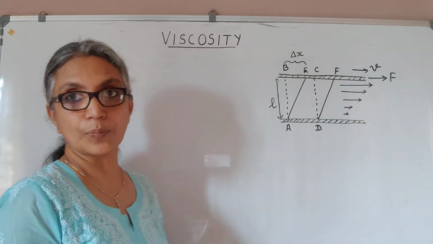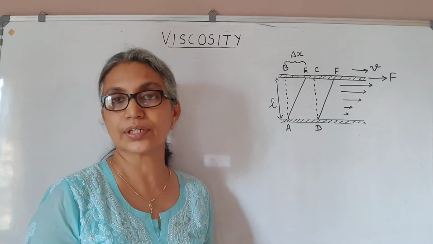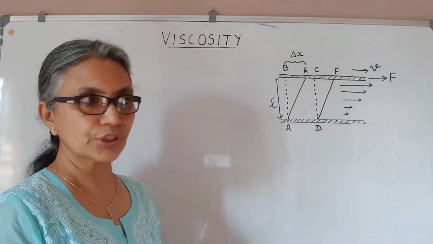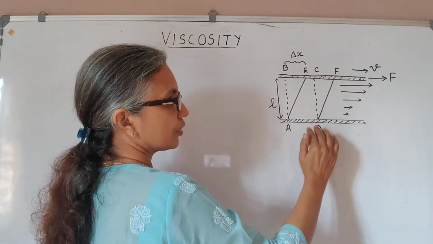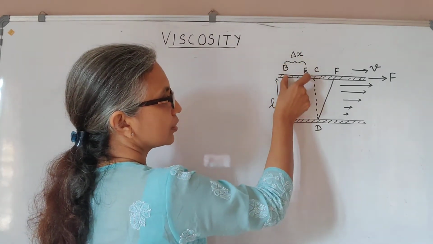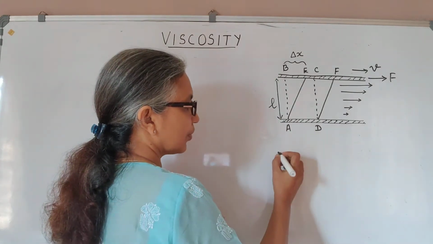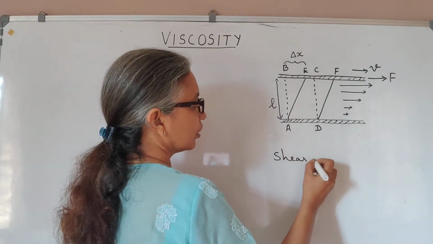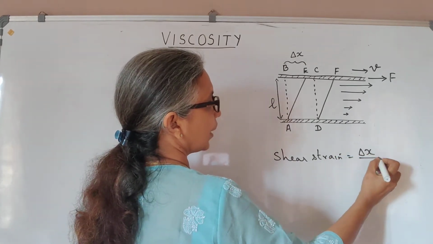Now, like we did in properties of solids, remember we discussed the shear strain. The shear strain is when the upper surface moves with respect to the lower surface. Let's say the displacement is through a distance delta x, and if this is L, then I hope you remember, the shear strain is delta x by L.